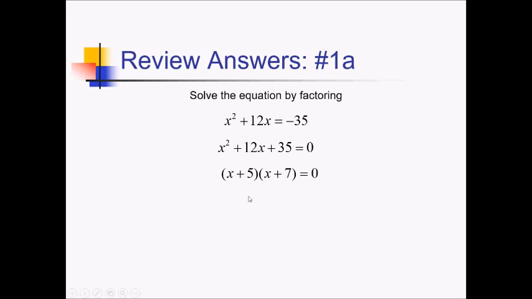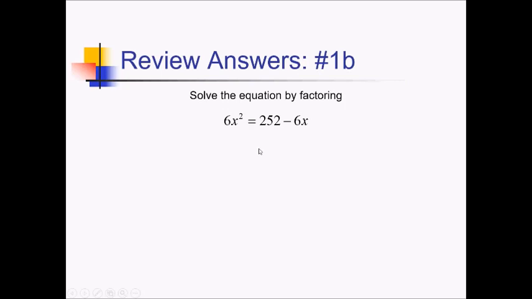Now, using the zero product property, this basically says that if you have two things being multiplied together, and the product is 0, then at least one of those things has to be 0. So to make this first factor 0, x would need to be negative 5. So negative 5 is one possible value of x. And then to make this second parenthesis 0, x would need to be negative 7. So that's the other possible value of x.